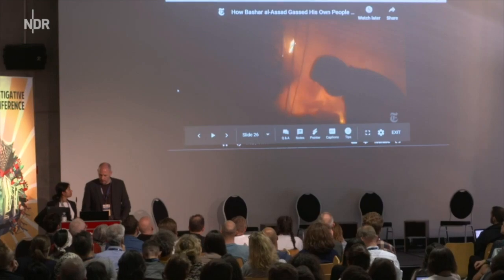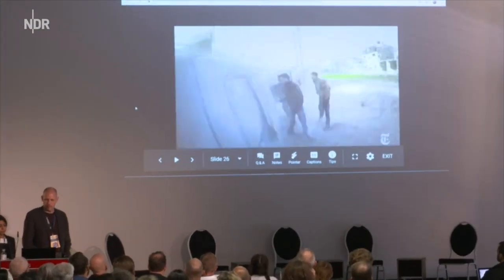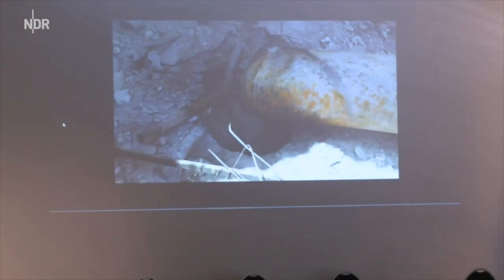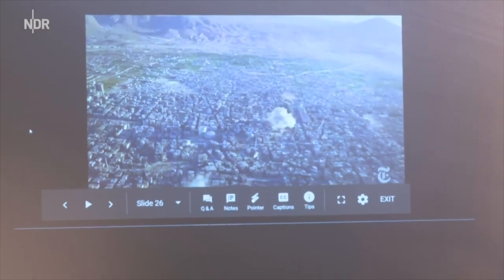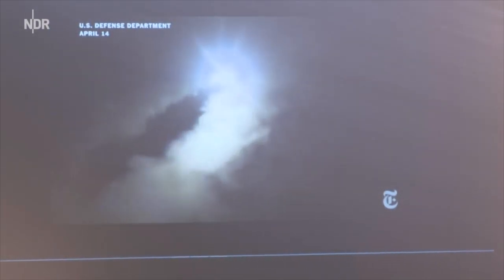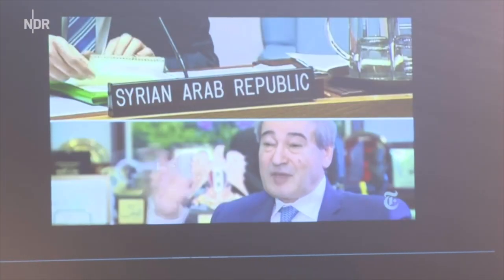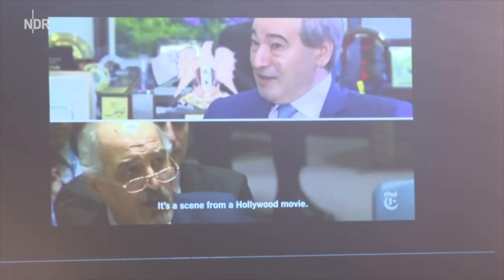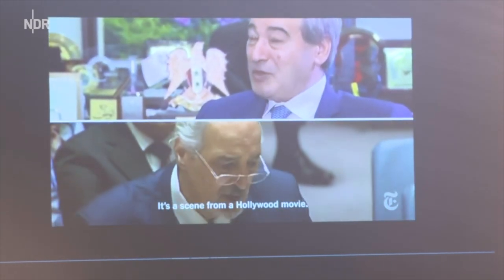The UN has accused the Assad regime of repeatedly committing war crimes in Syria, including a chemical attack in April on a town called Douma. It killed dozens of people and triggered US-led strikes inside Syria. To this day, Syrian officials and their Russian allies deny the attack ever took place. There were no dead bodies found. This is a theater. The event did not take place. So it's a farce.